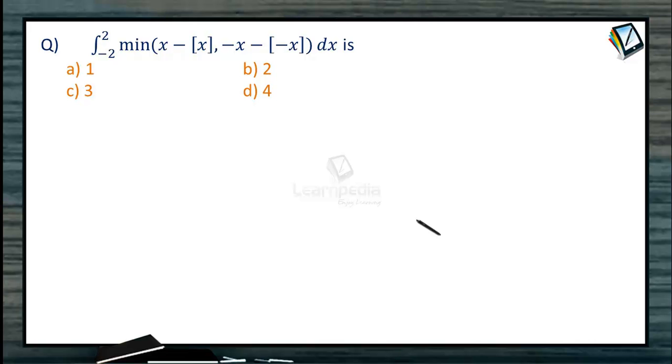Now here we need to evaluate the integral of the function given as the minimum of x minus the greatest integer function of x, or minus x minus the greatest integer function of minus x. So first let us identify what this function is. The function given is y equals the minimum of x minus [x] and minus x minus [minus x]. So first let us take the first part and draw the graph of this.